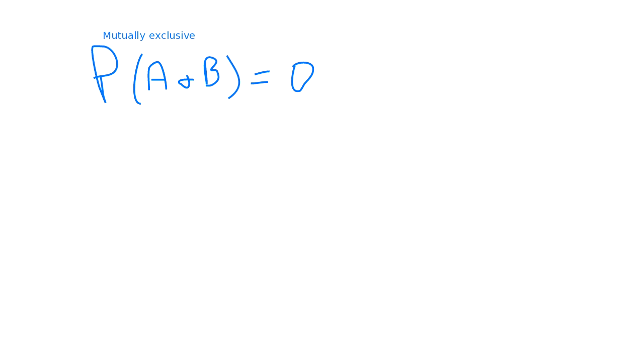Mutually exclusive. If two events are mutually exclusive, then the probability of A and B happening at the same time is impossible. So it just basically means you can't have a red and a blue marble at the same time. If you're picking marbles and you're only picking one, you can't get a red and a blue because you only have one marble. So that probability is 0.